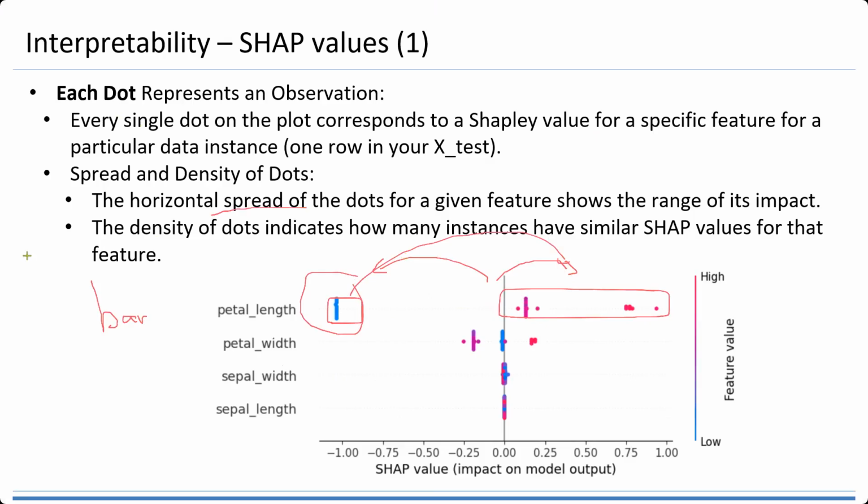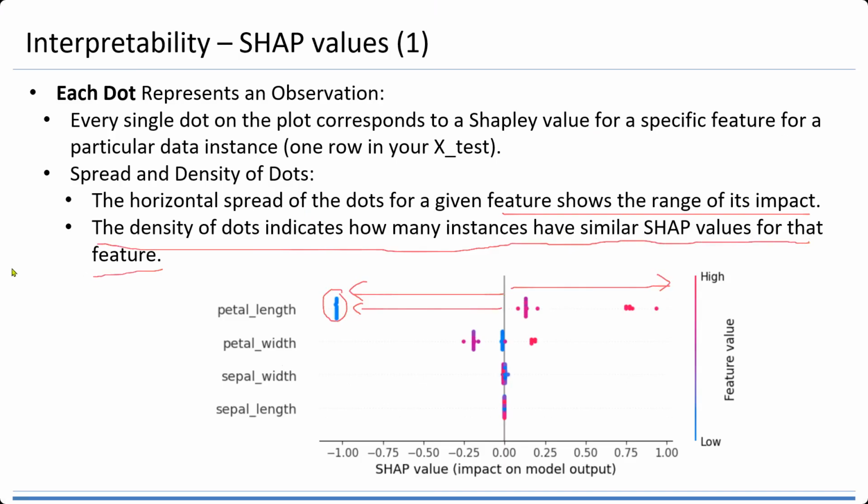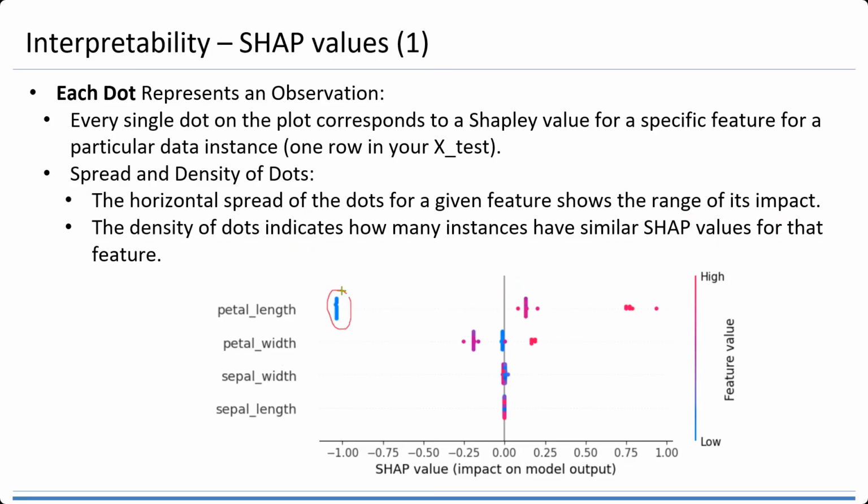The horizontal spread, in this case, shows you the impact of these features. Some of the data are on the far left and some of the data are on the far right. The density of dots indicates how many instances have similar SHAP values for that feature. Then you can see there are many testing data that have similar SHAP values. There are many data with similar SHAP values here.